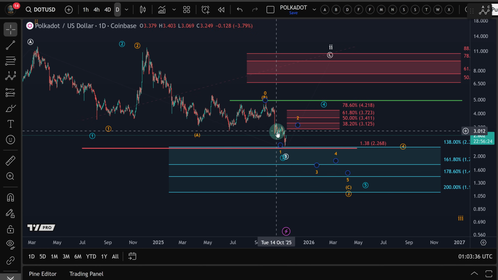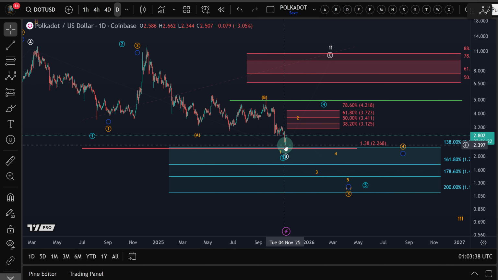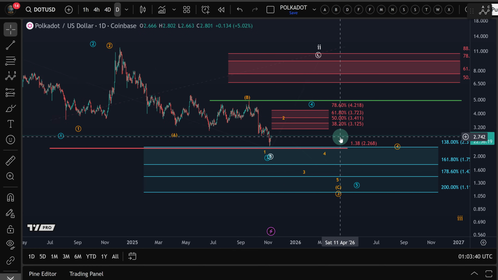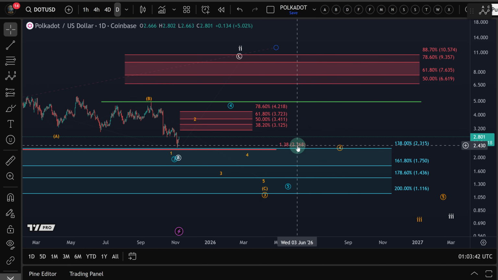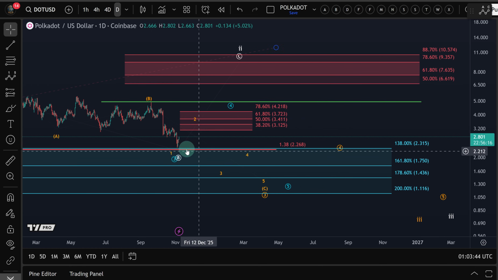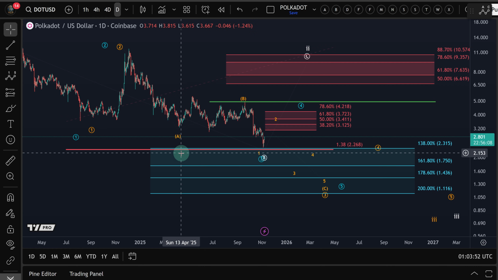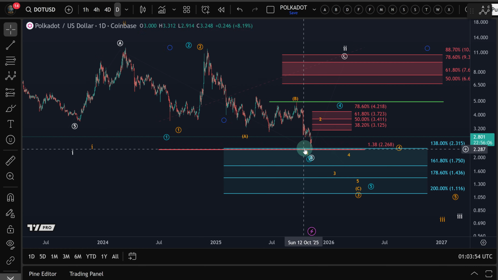So DOT declined further into this week's low and then actually reached the $2.26 to $2.30 area that in the last video update I shared as next downside target and key support area. There are a few reasons why this level is so important.